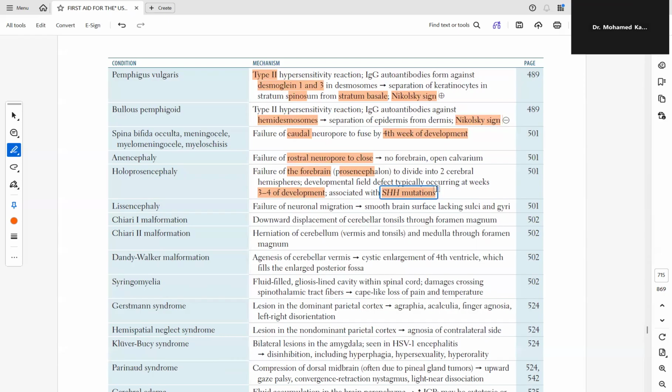We can look at what is SHH mutation. Trying to check what that is. I cannot find it in my list of abbreviations.